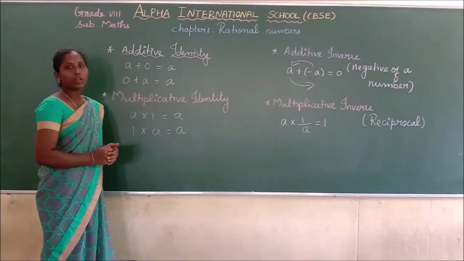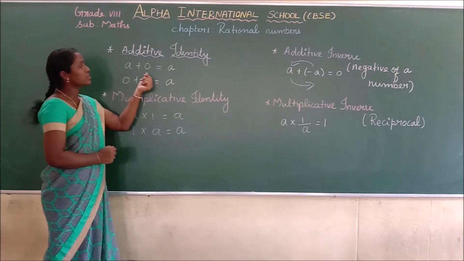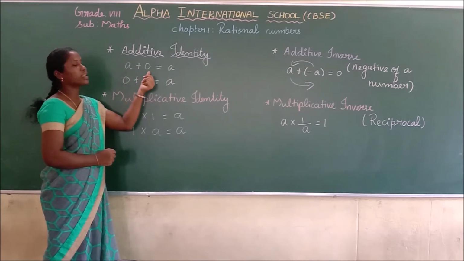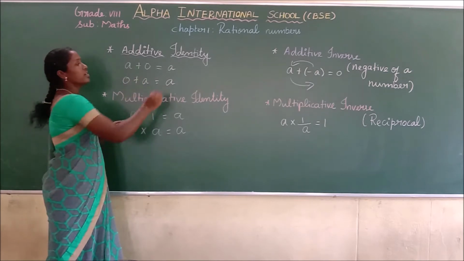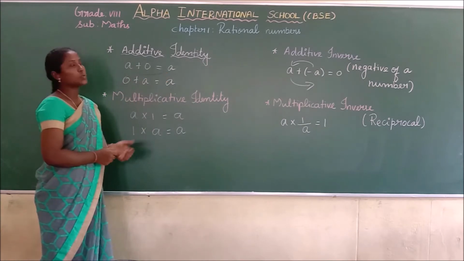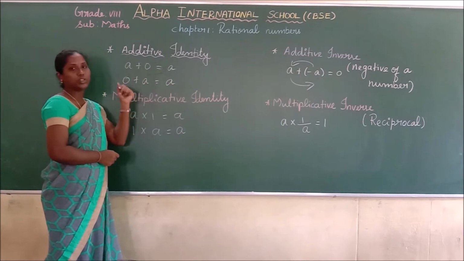Now we are going to recall what the additive identity is. A plus 0 is equal to A. If A is any rational number and you add 0 to that rational number, the result you get is again the same rational number A. So 0 is called the additive identity for this rational number.